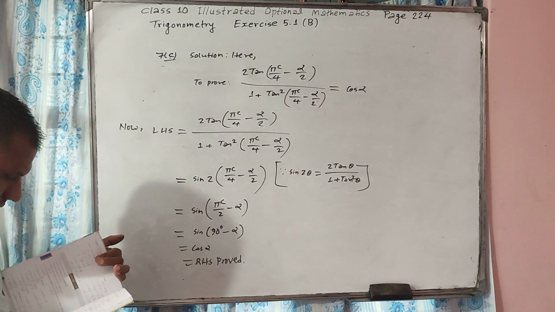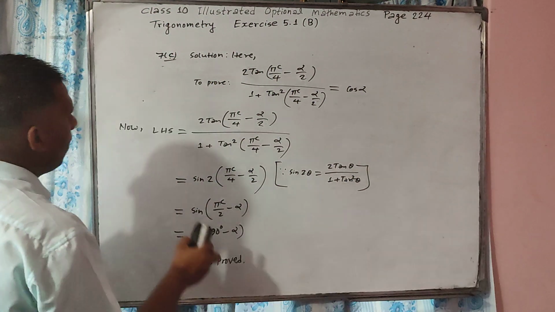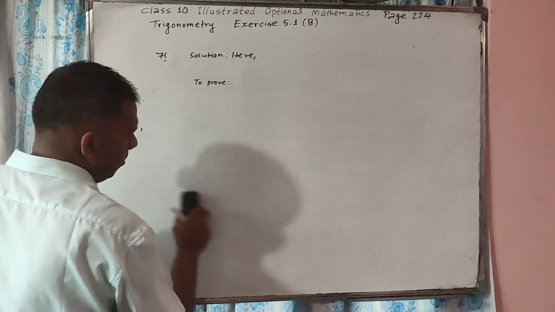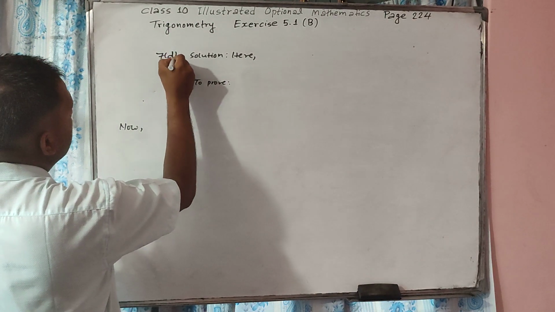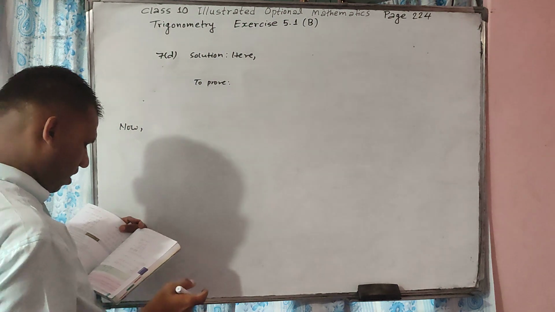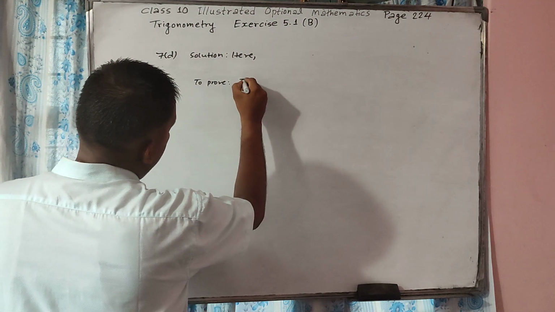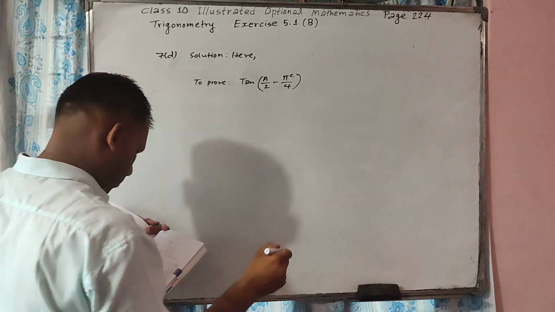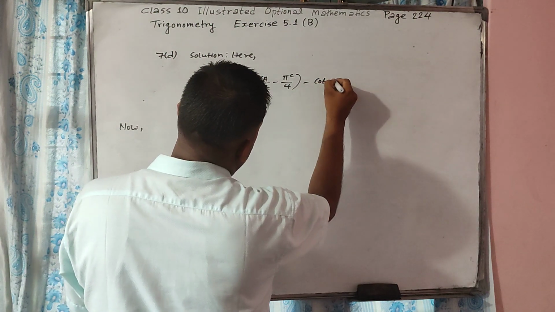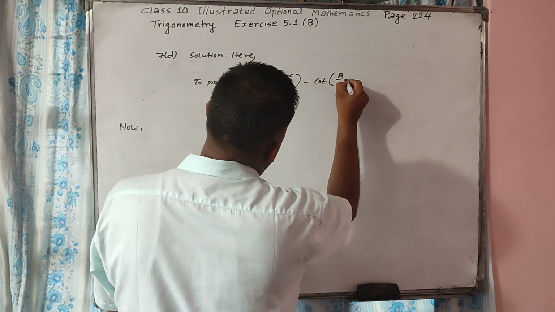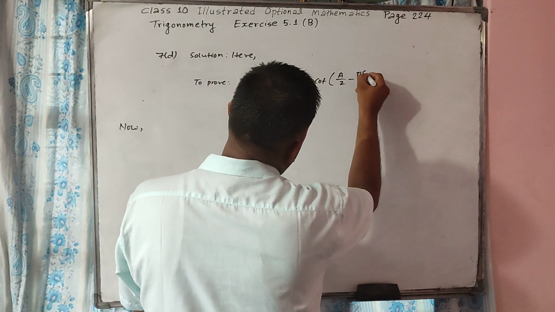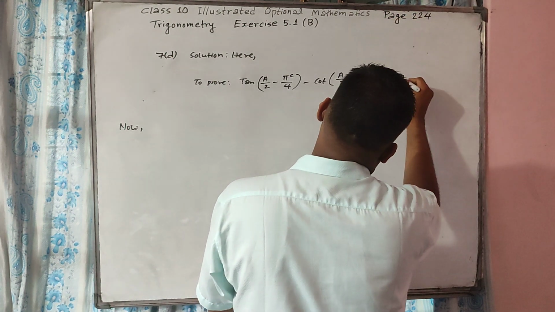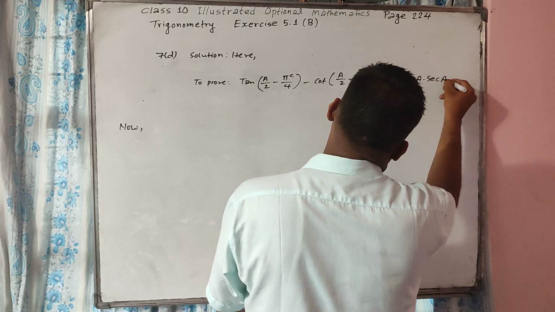Now we go to next question 7D. On 7D, we have to prove tan (A by 2 minus pi divided by 4) minus cot (A by 2 minus pi divided by 4). This equal to 2 sin A sec A.